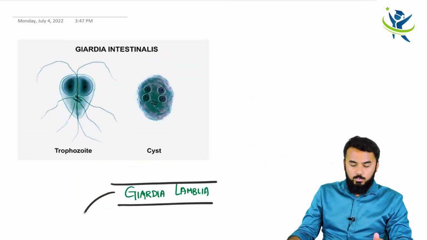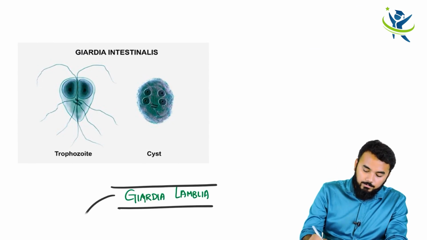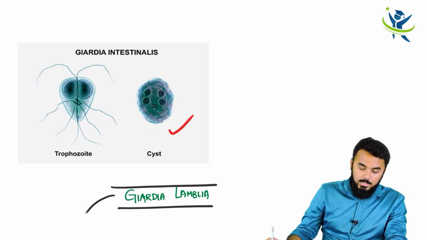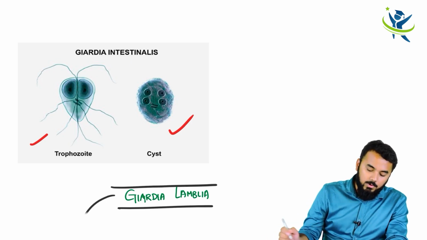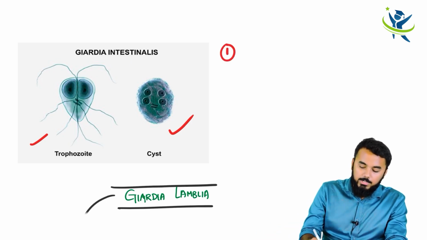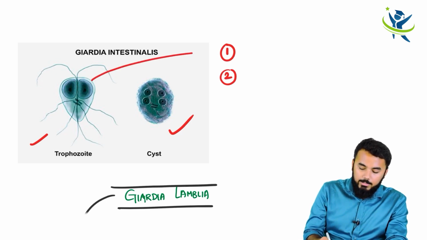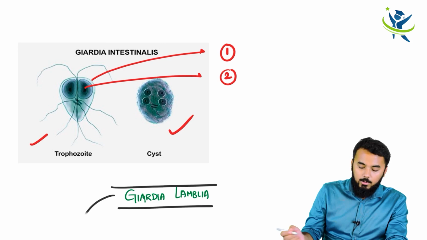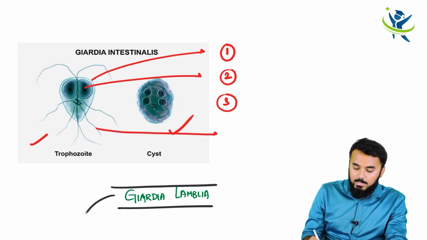Now let me show you the cyst as well as the trophozoite. Look at the cyst here. This is a cyst and this is the trophozoite. Look at the trophozoite, guys. Point number 1, it is pear shaped. Point number 2, it has a bilobed nucleus. And point number 3 is that it has flagella.